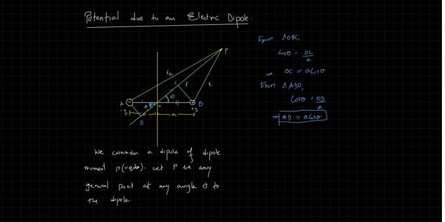Now why did we determine this? We determine this because we know the potential at any point due to a single point charge is given as V equals K Q by R. So for the plus Q charge, V plus would be K Q by R1.